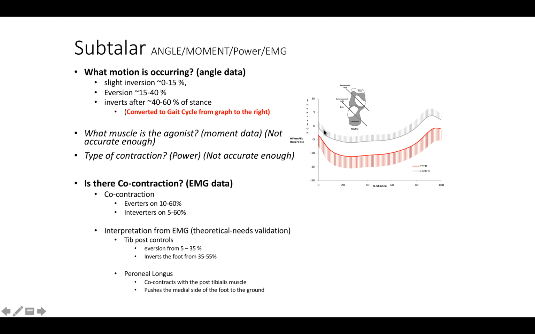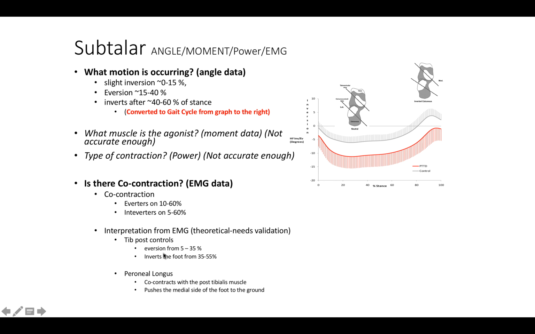So all those muscles co-contract here, and that co-contraction really controls whatever moment is occurring at the subtalar joint to lower the foot to the ground, so it gets into this pronated position. And at a theoretical level, there are a lot of arguments for the posterior tib being very important to control eversion from 5 to 35%, and then also to initiate this return to inversion at 35 to 65%.